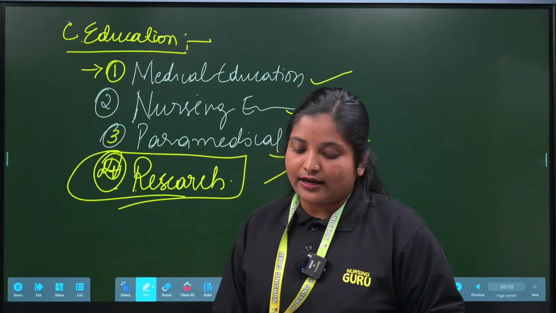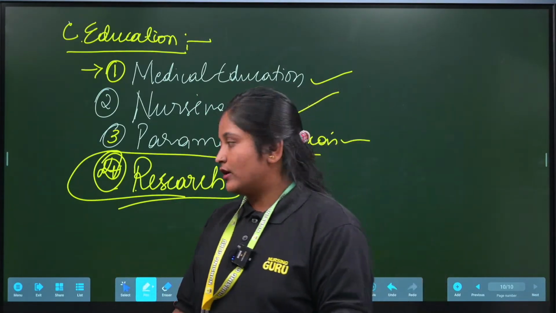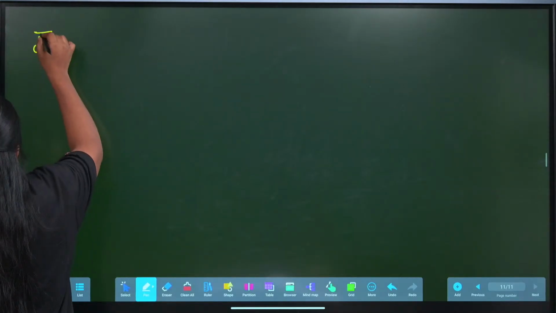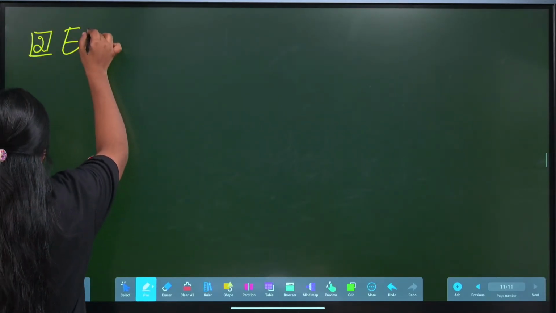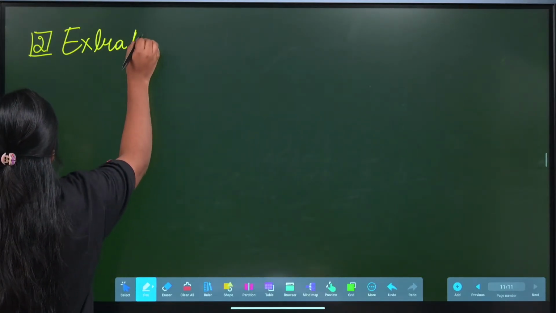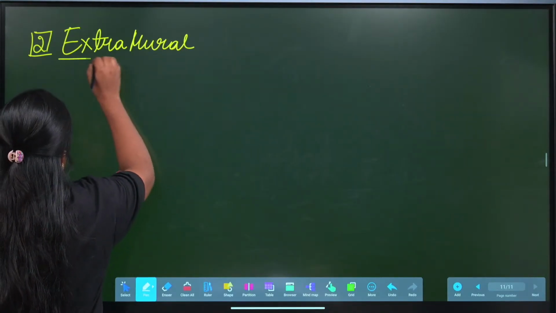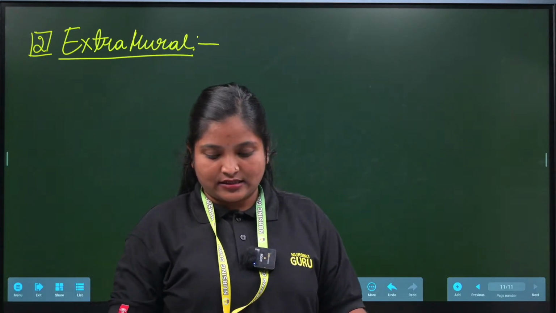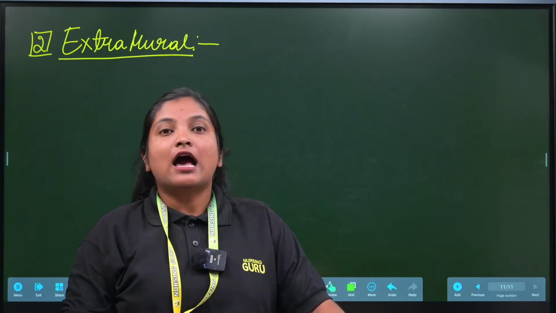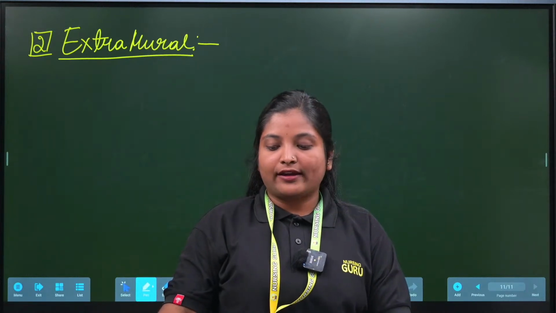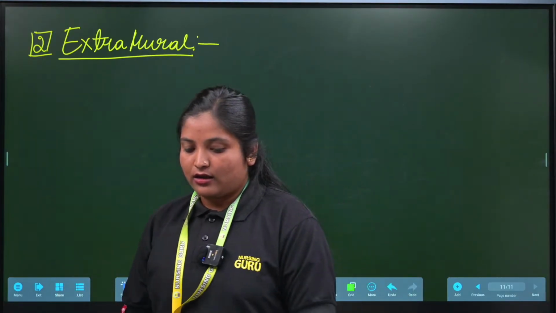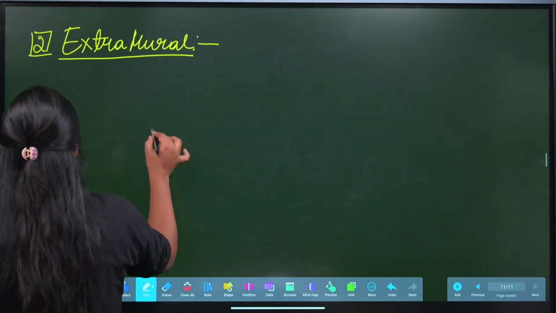Okay, so the next one is extramural functions. Here there are not this many functions which take place outside. In the extramural functions, these are the functions which are extended outside of the hospital, which means outpatient services. The next ones are home care, outreach services, domiciliary services, then school health services and industrial health activities.